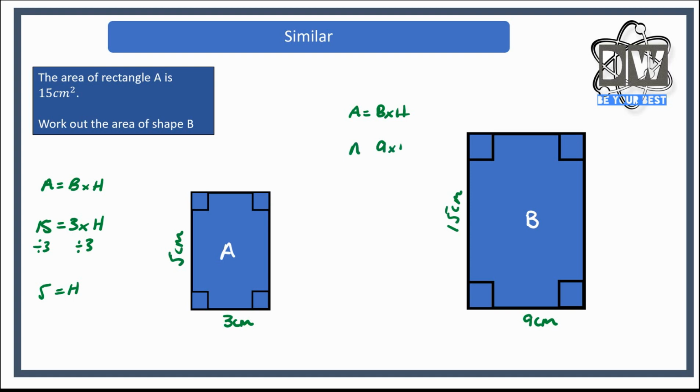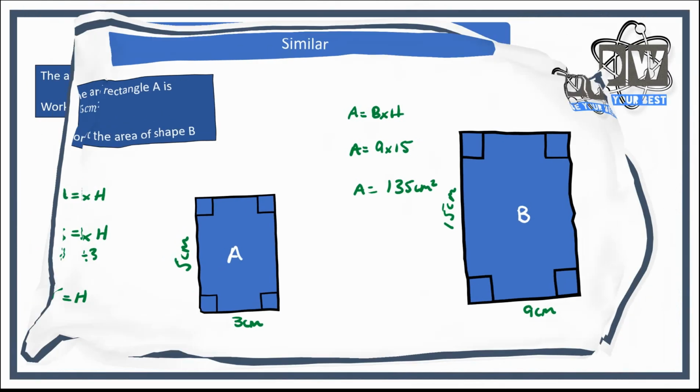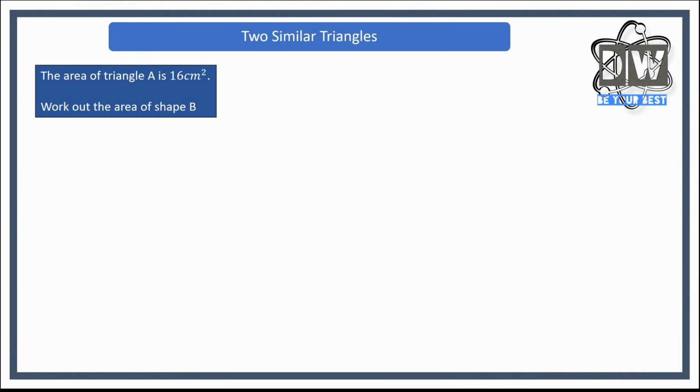We can quickly do that now. Area equals 9 times 15. And area equals 135 centimeters squared. Very well done. Now, they get a little bit more tricky, but trust me, it's not too difficult.